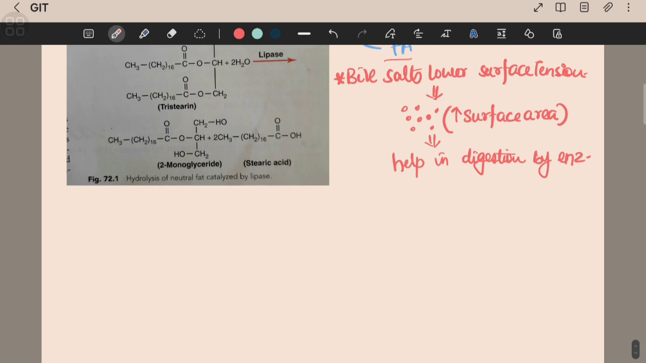Now see the bile salts, they have a hydrophobic portion and a hydrophilic portion. So when we talk about the hydrophobic portions, suppose this is a bile salt, it has two portions.